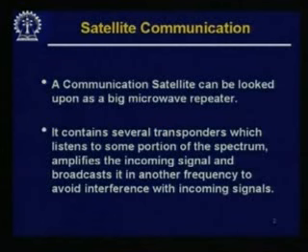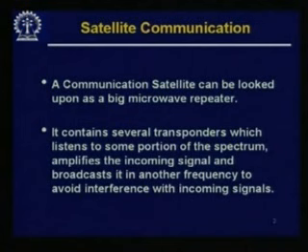A communication satellite can be looked upon as a big microwave repeater. You know what is a repeater? A repeater is something which repeats the signal. That means it takes in the incoming signal, amplifies it, and then sends it back. It contains several transponders, which listen to some portion of the spectrum. Several transponders together listen to a wider band of the spectrum. It amplifies the incoming signal and broadcasts it in another frequency back to earth.